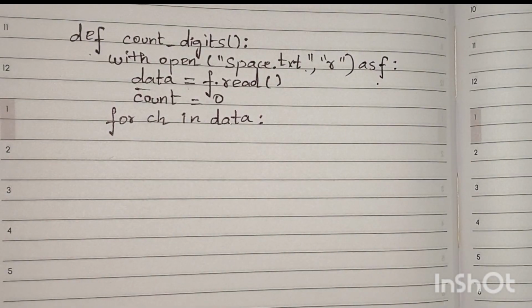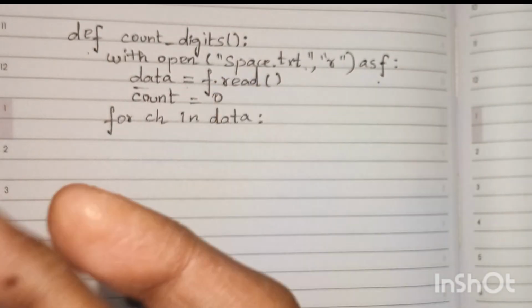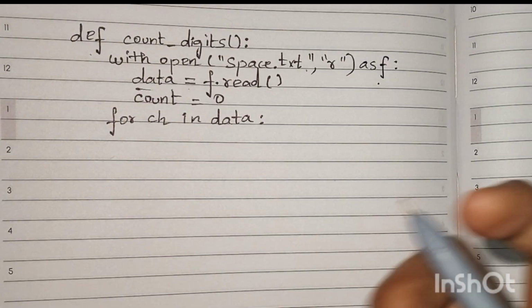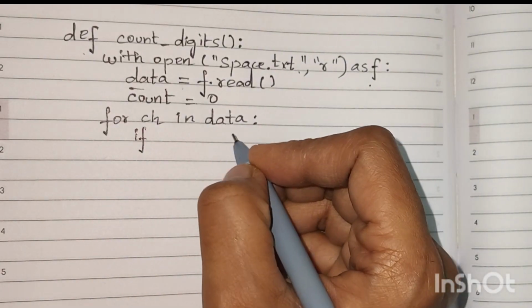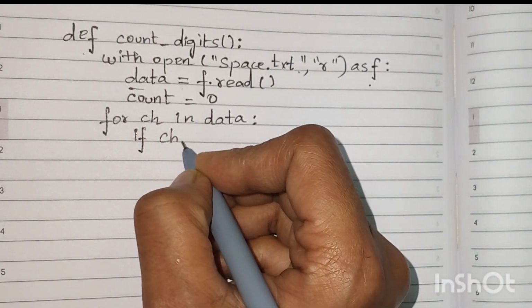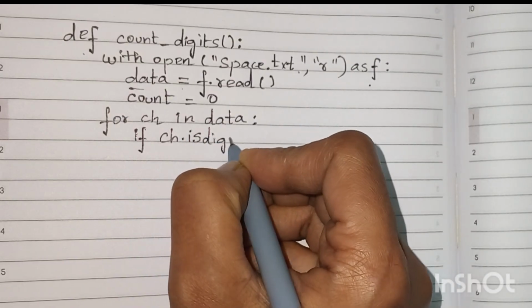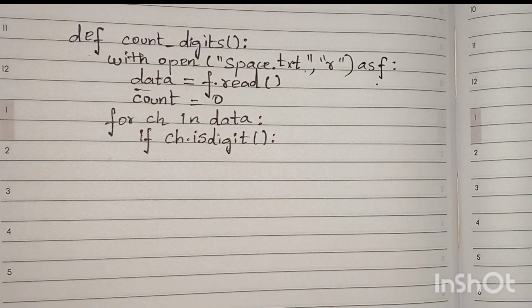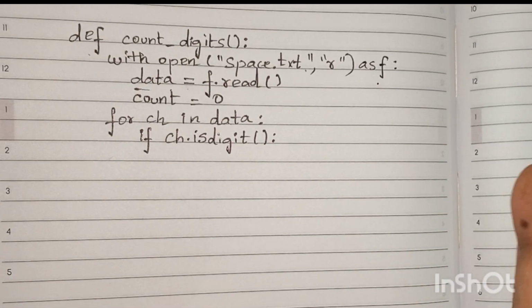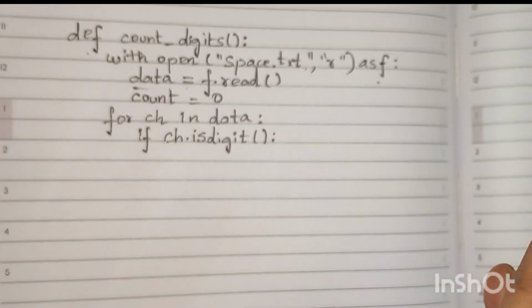Okay. Then next step, check whether it is a digit. We are going to count digits, right? Fine. So for that we need if ch.isdigit(). Yeah. Okay, so what is this line of code? isdigit returns true for 0 to 9, that is numbers, and returns false for letters, spaces, commas, etc.